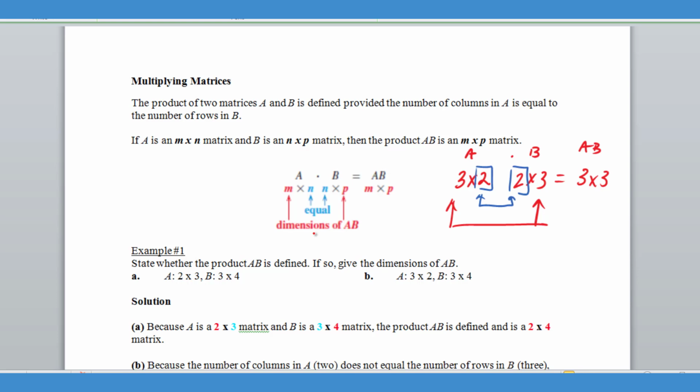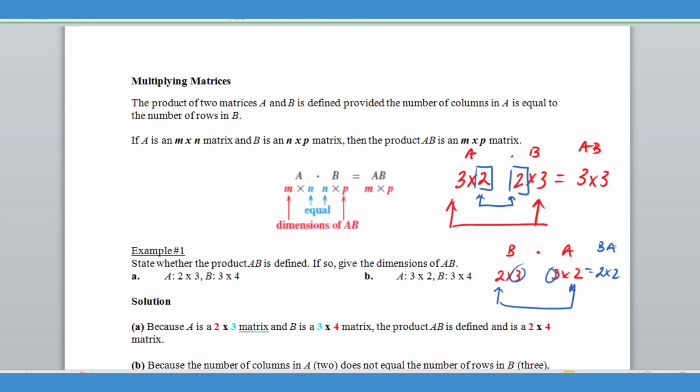Now, let's take the same scenario and flip it around. Let's say we wanted to multiply B times A. This would give me a 2 by 3, and this would give me a 3 by 2. You can see that our inside dimensions are the same, which means that we can multiply them, but notice that the new dimensions of B times A are actually 2 by 2. So you can see that this could create a completely different matrix whenever we flip around the order in which we multiply these matrices.